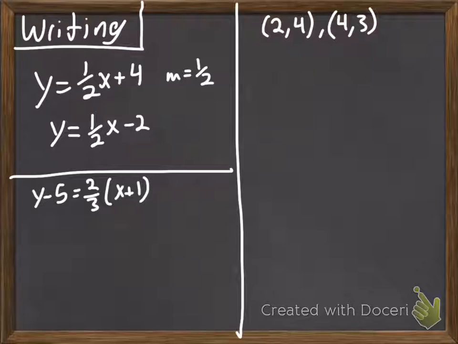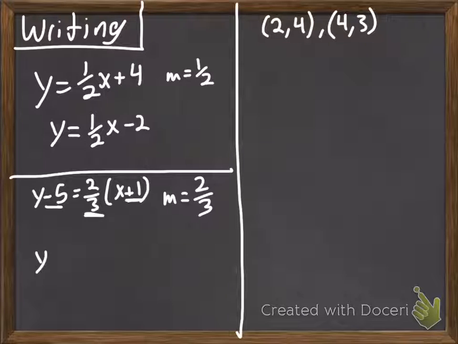We look down here at the next one where it's in point-slope form. We have y minus 5 equals 2 over 3 times x plus 1. We know from our point-slope form that this tells us a point on the line, and this is our slope. And that's what we need to know. We need to know that our slope is 2 over 3. And that's pretty much it. We get to have fun and be a little creative with the rest of it.